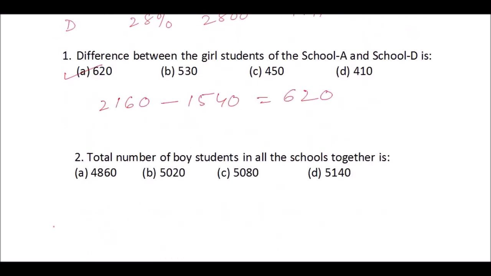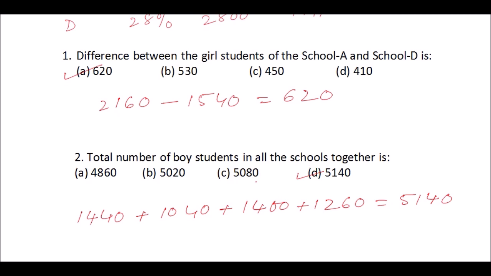Next is the total number of boy students in all the schools together. Therefore, we just sum the boy students: school A 1,440, school B 1,040, school C 1,400, and school D 1,260. If you sum them together, it is 5,140. Therefore, option D is the correct option.